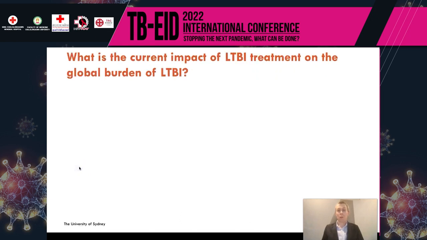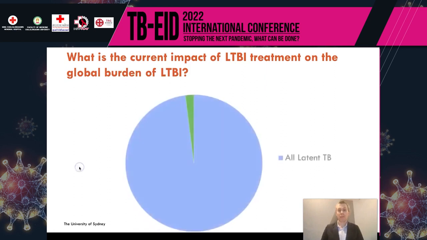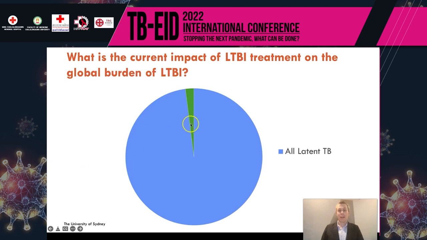So what is currently the state of play in terms of latent TB infection treatment? Well, amongst the global burden of latent TB, which is thought to affect around 1 in 4 people globally, a very small proportion are able to access treatment. This figure here is an indication that less than 5% of all people with latent TB infection are likely to be treated currently, and that there's a huge opportunity for us to scale up treatment.